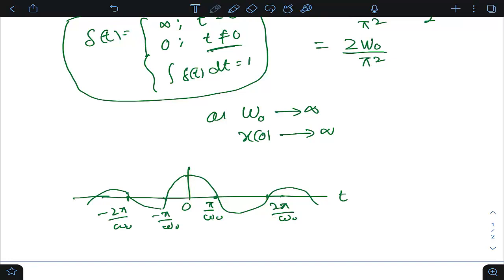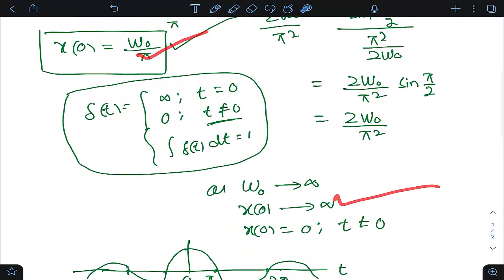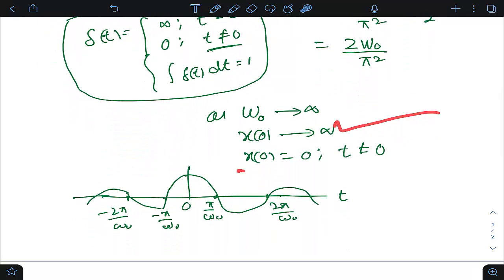So the width of the signal is becoming 0. That is the meaning that x of t is equal to 0 if t is not equal to 0. Right? X of 0 is infinite, we got from this relation, and x of t becomes 0 when t is not equal to 0, because when omega naught tends to infinity, the width will become 0. So the signal will exist only at the origin. Other than the origin it won't exist. So that is the meaning that when t is not equal to 0, x of t is 0.